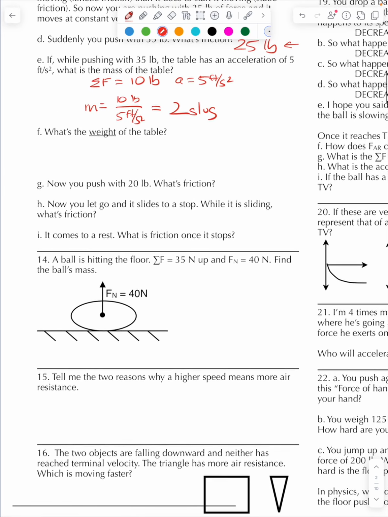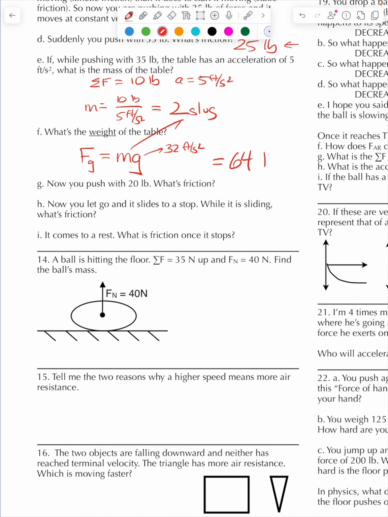What's the weight of the table? Okay, we threw something else at you here. Well, let's get back to an equation: the weight of an object is its mass times the acceleration due to gravity. The mass is 2 slugs. The acceleration due to gravity, which version do we use here? 32, because we're using imperial. So when you multiply 2 slugs by 32 feet per second squared, you get 64 slug feet per second squared, or more simply, 64 pounds.